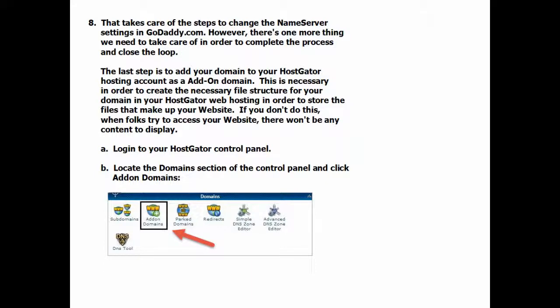The last step is to add your domain to your HostGator hosting account as an add-on domain. This is necessary in order to create the necessary file structure for your domain in your HostGator web hosting in order to store the files that make up your website. If you don't do this, when folks try to access your website, there won't be any content to display. Log into your HostGator control panel, locate the Domains section of the control panel, and click Add-on Domains.